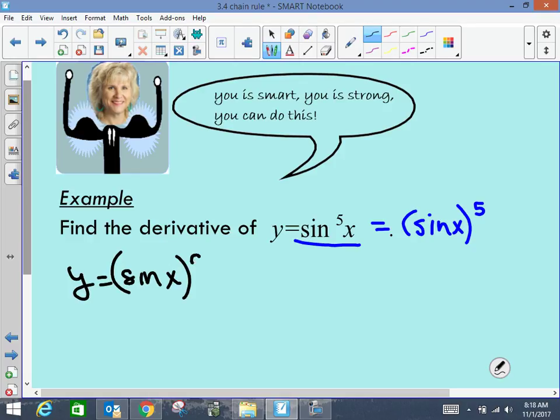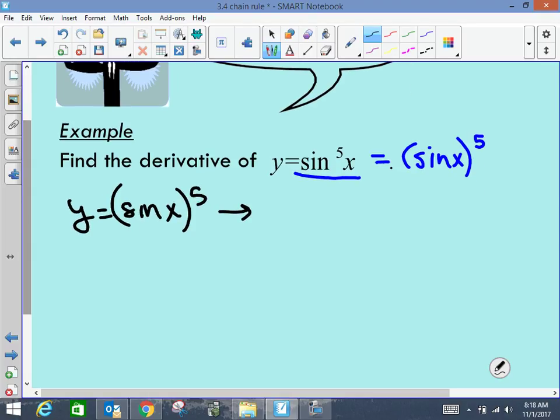So I'm going to write it like that, and now I'm going to write it in terms of u. Would y equal u to the 5th and u equals sine x? Excellent. Good job.